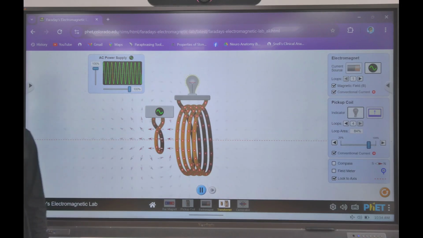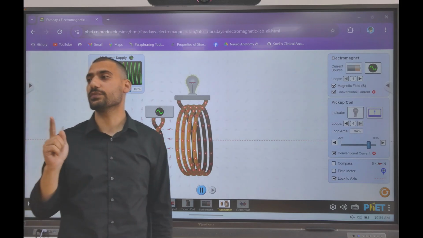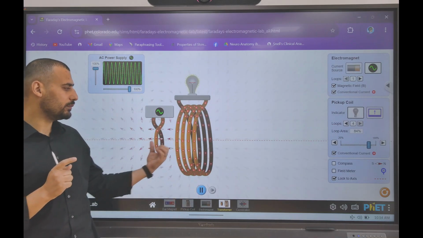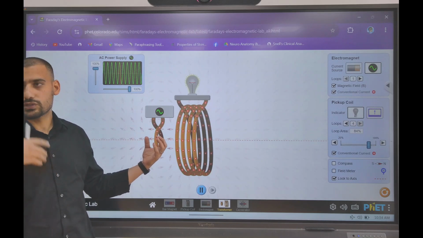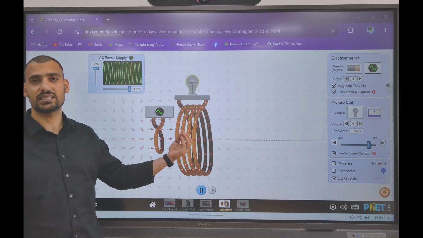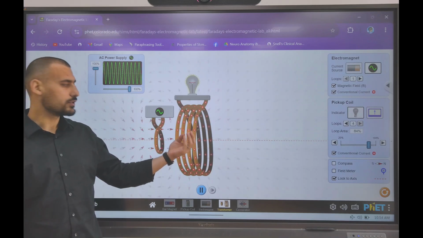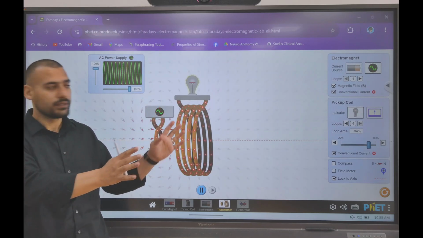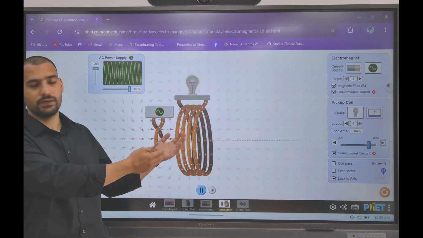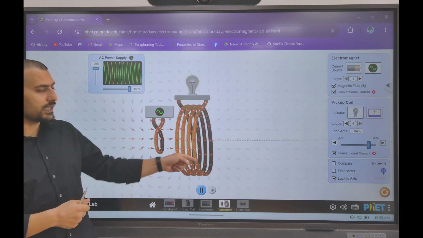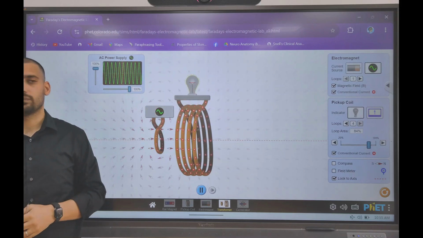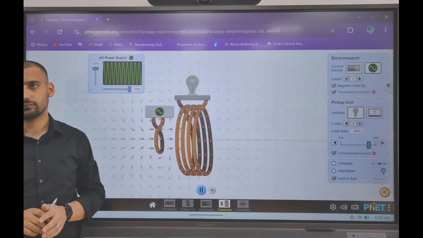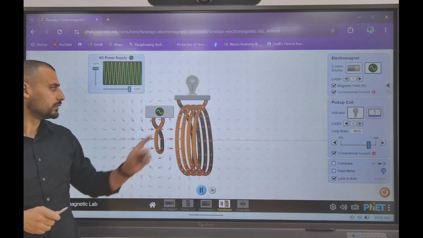So the first thing about a transformer is that it works on the principle of mutual induction. It has two coils, primary and secondary. Primary produces magnetic field, secondary senses it. When the secondary coil senses it, it doesn't like the change. Therefore, it produces its own magnetic field, and due to that, the current which flows lights up our bulb. Is that fine? Any doubt? This is the concept.